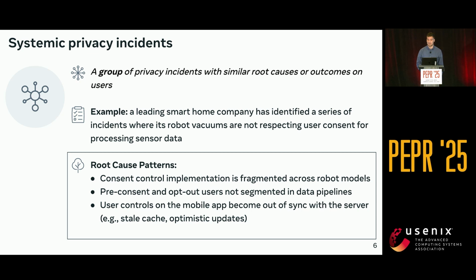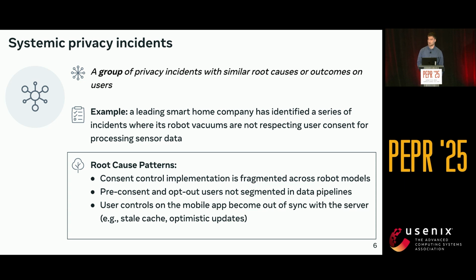The first is that each model of the robot has its own consent handling logic, and this fragmentation has led to similar bugs repeating themselves across different models. Secondly, in the company's growing number of warehouse data pipelines, pre-consent and opt-out users are not consistently segmented, leading to multiple incidents where their data flowed into downstream features. And finally, the mobile app, where users directly toggle their consent choices, has experienced recurring problems synchronizing state management with servers, leading to more incidents where incorrect privacy controls are applied.